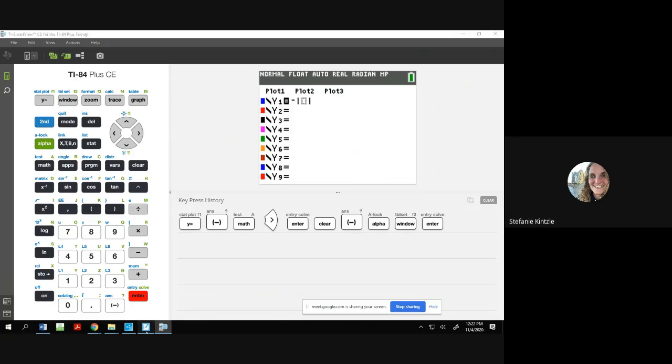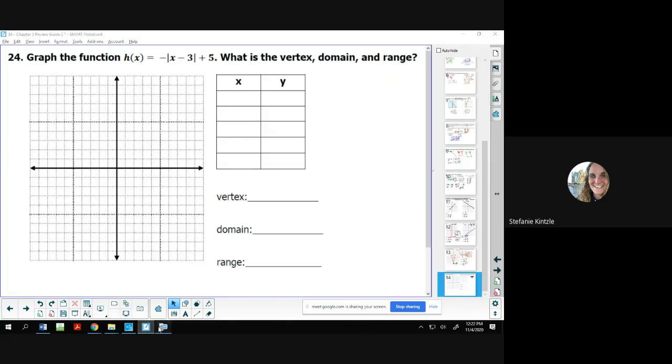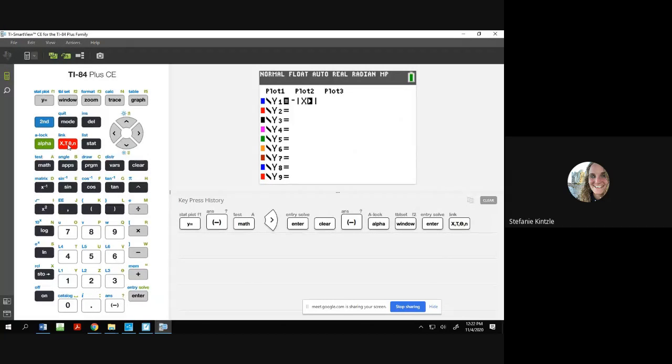All right, now let's type in x minus 3. So here's the x next to the green alpha button, minus 3. Then we need to get outside the absolute value symbol, so we're going to arrow to the right, and then we need to type in plus 5. So plus 5. Everyone get that typed in?